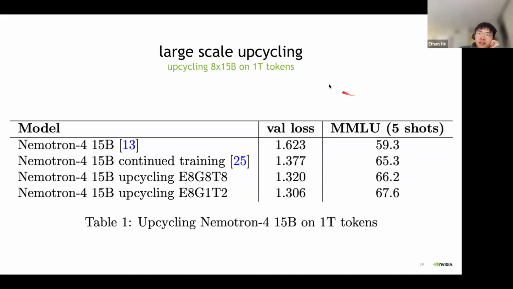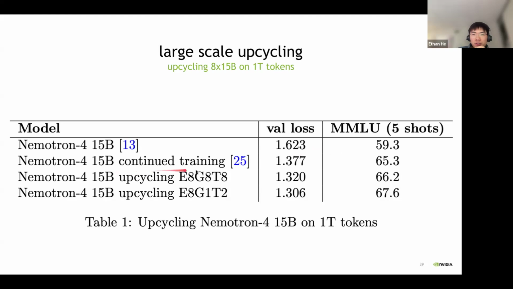Finally, this is the large-scale upcycling. So we upcycled the 8x15B model on 1 trillion tokens. So the validation loss, there are 3 models here. Let me explain. The base model 15B is trained on 8 trillion tokens. This is pre-training data. The validation loss is 1.6 and the MMLU 59.